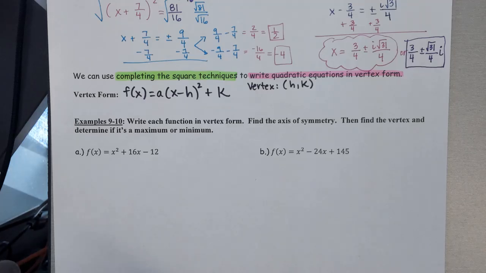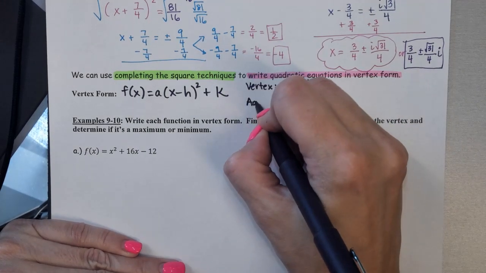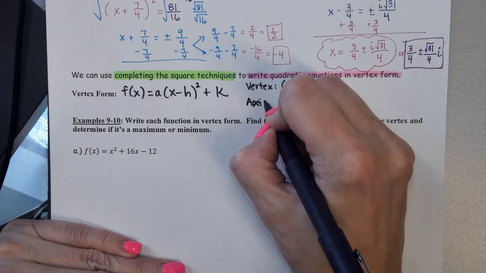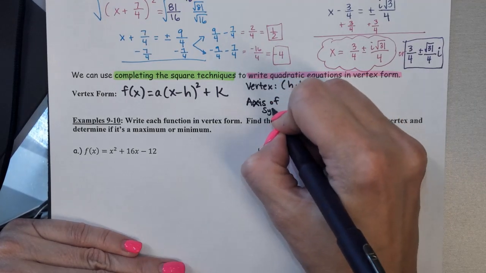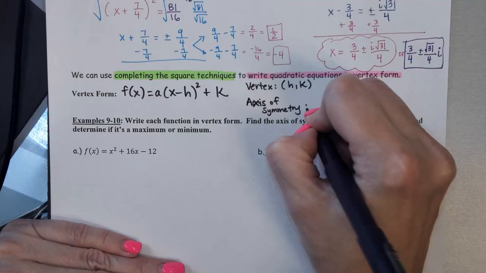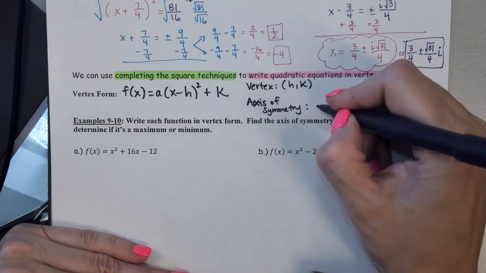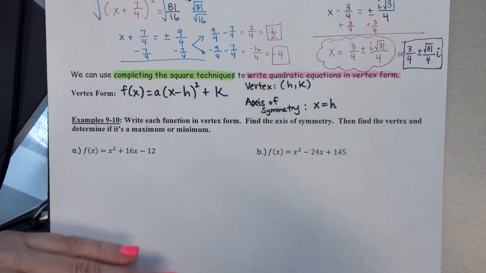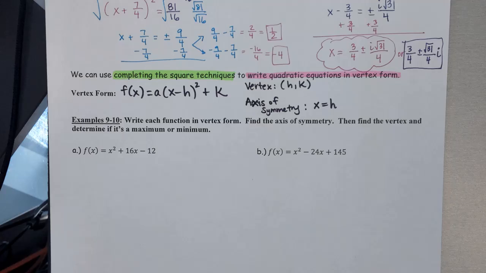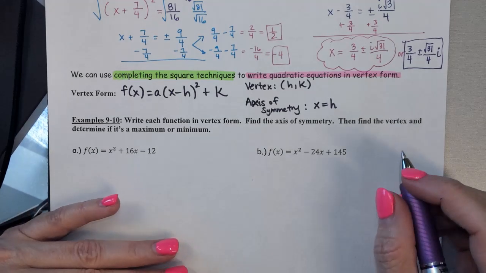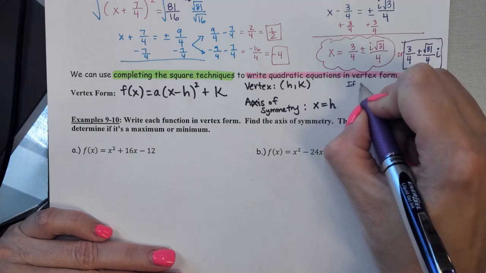And then your axis of symmetry always goes through the x coordinate of the vertex. So the axis of symmetry is going to be x equals h. Whatever your value is for h, that is going to be your axis of symmetry. And then you're also going to have to identify the maximum or minimum. That is always based on your a value.